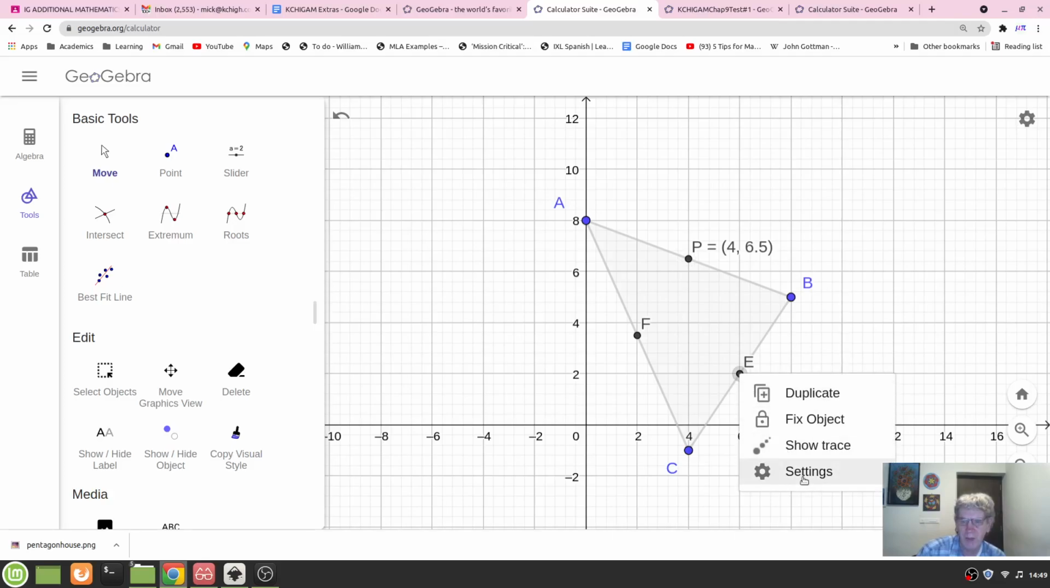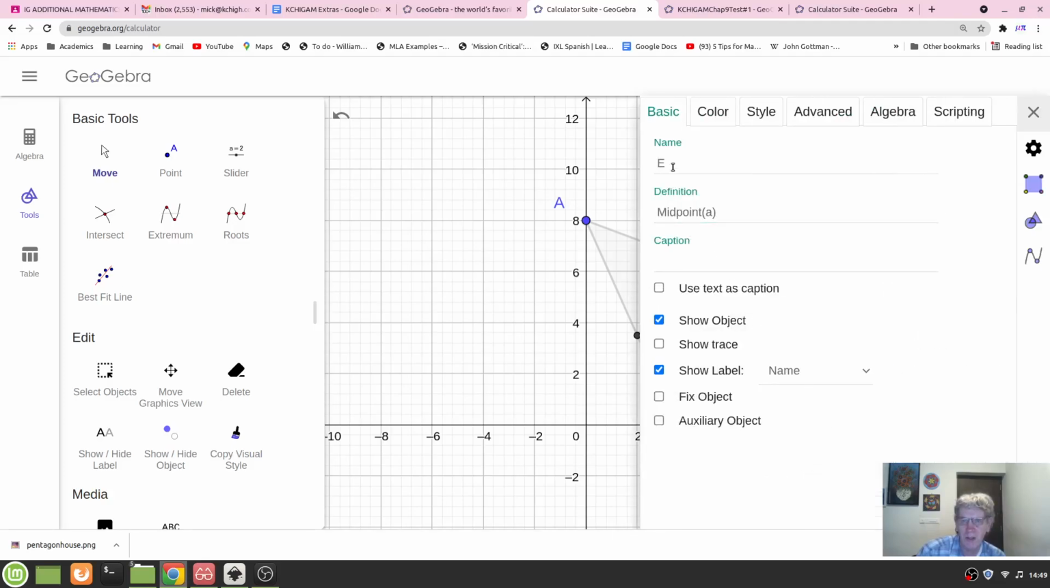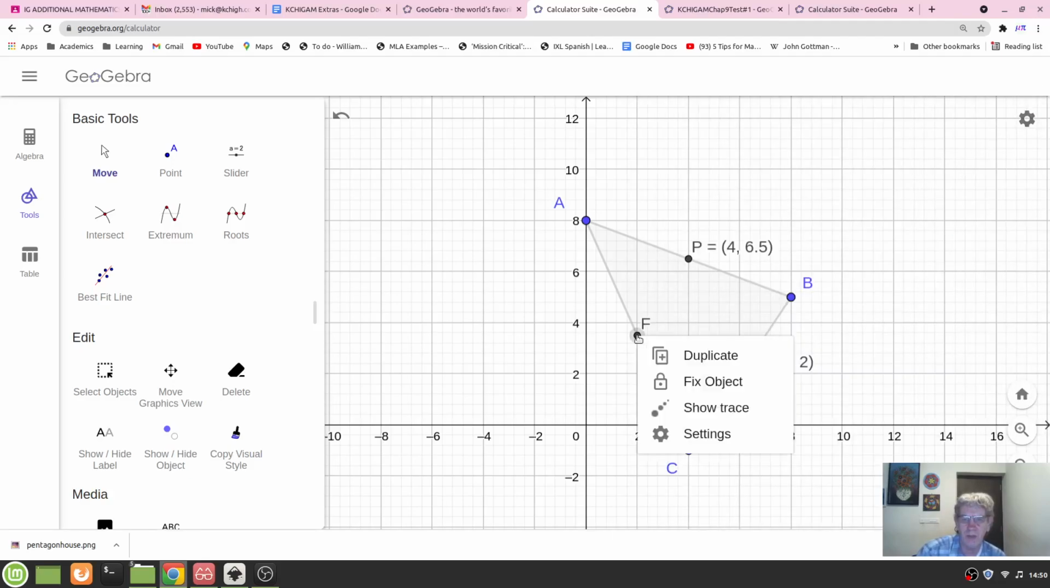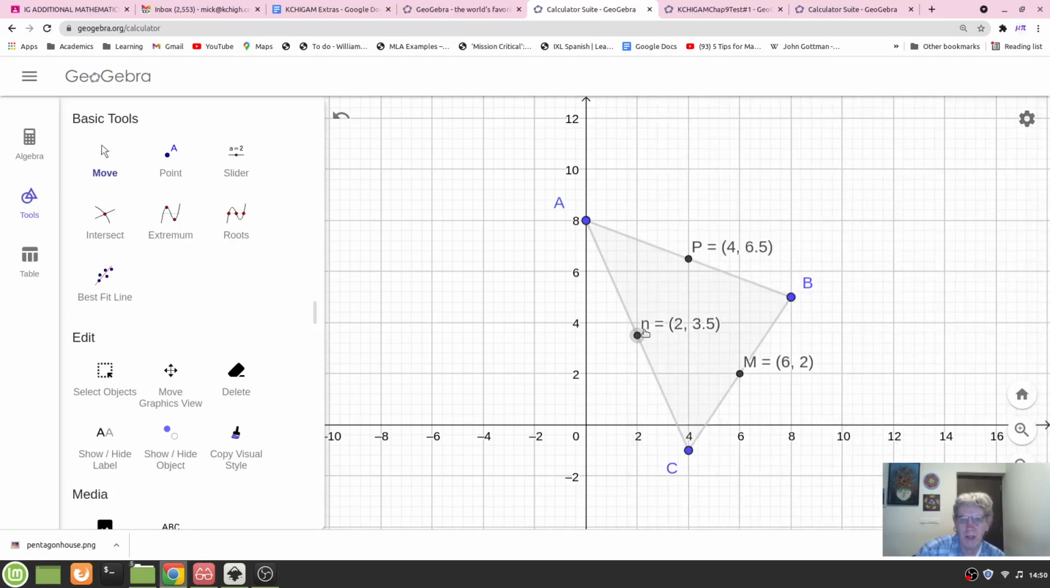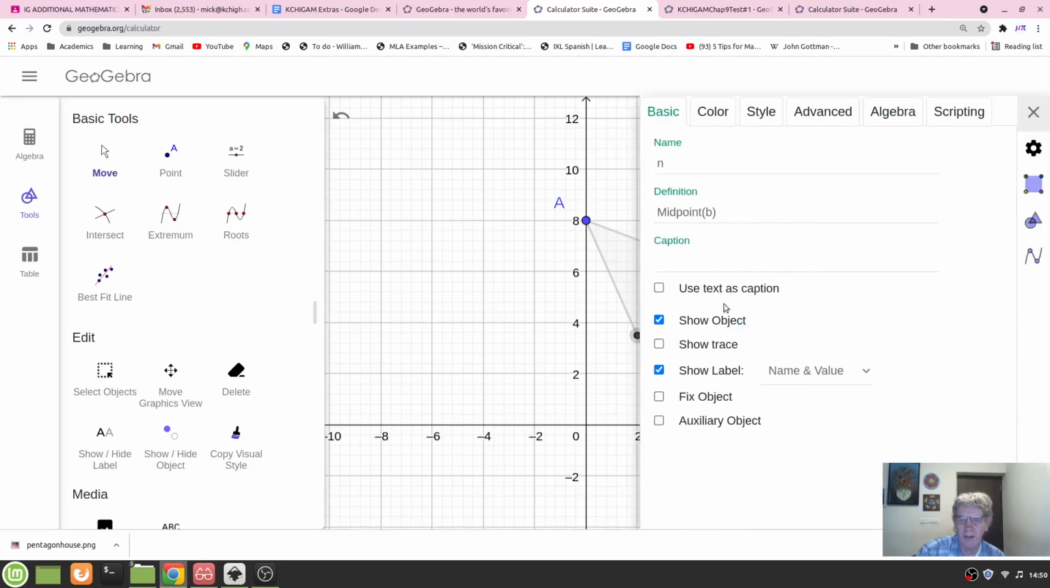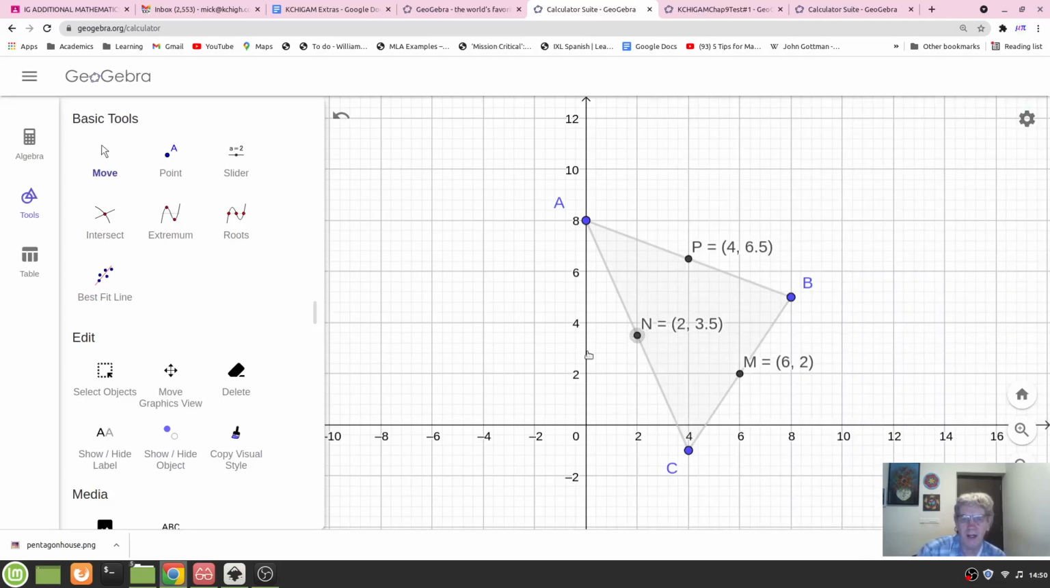Okay, so I'm going to rename this as M, and then I'm going to show the value as well because I'm asked for that value. All right, and then this one I'm going to rename as N, and I'm going to show its value as well. Okay, so now I've got these. So now, I wanted that capital N. Okay, and now I've got these midpoints, which I was asked for. That's good. Going to hit the move tool again.